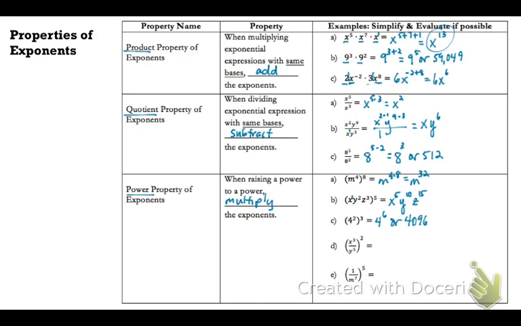On D, we've got a quotient there, but it's different bases, so we can't subtract our exponents, but we can raise them each to the second power. So we're going to multiply. So 3 times 2 is 6. So our power of x is 6, and then 5 times 2 is 10. So we get x to the 6th power over y to the 10th power.